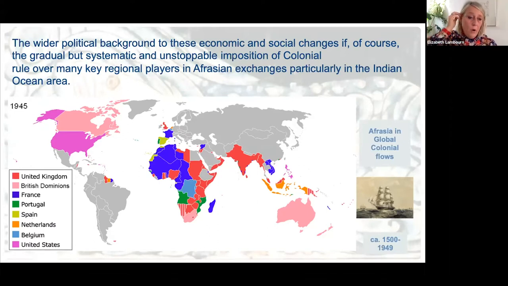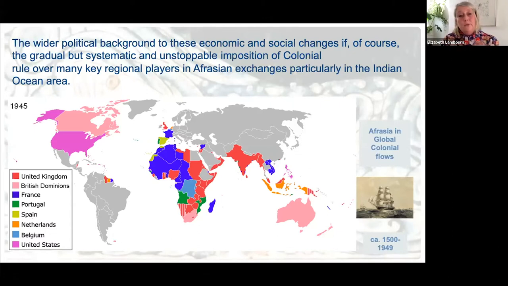This is a map of European and US colonies after 1945 at the end of World War II. And you can still see how so much of the East African coast is occupied by various colonial powers. I'm sure many people will be slightly dissatisfied with me concertinaing 500 years of very complex political and economic history into 500 years.